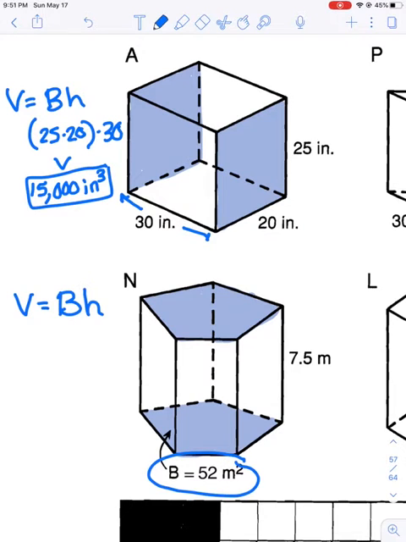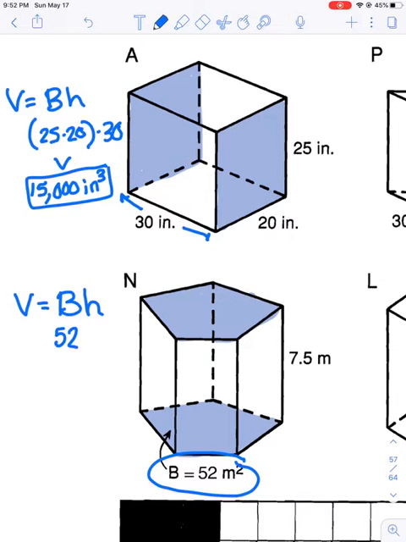They have already found the area of the base. They did the work for us. We don't have to find the area of the pentagon. They're telling us what it is. It's 52. So when I go to plug this in, I already know the area of the base is 52.